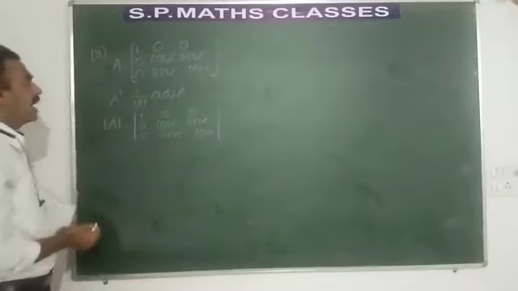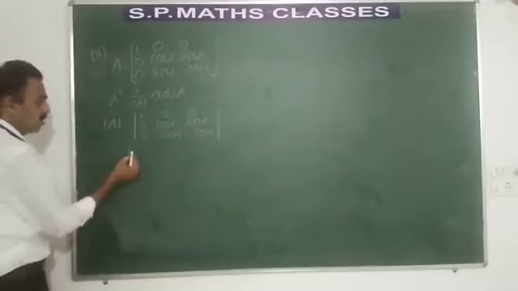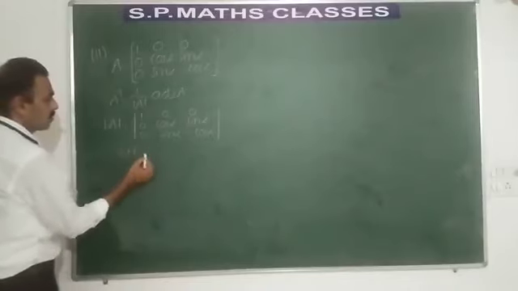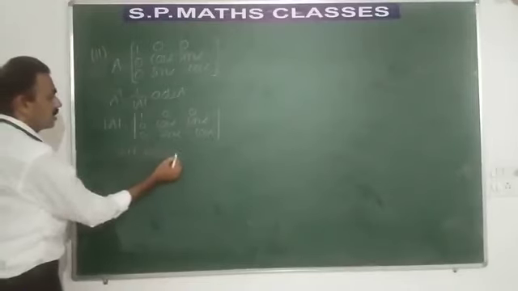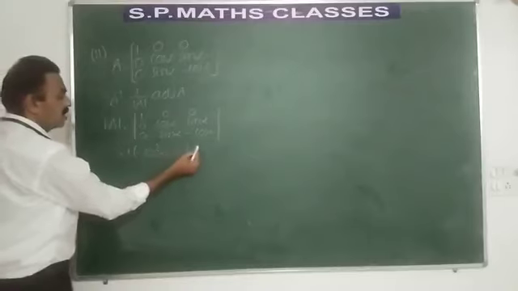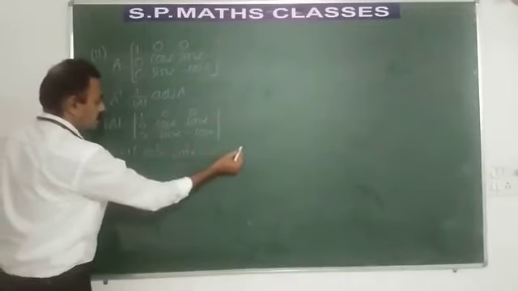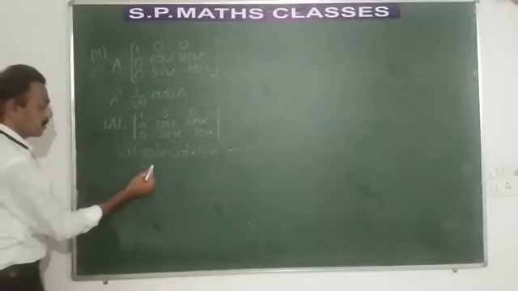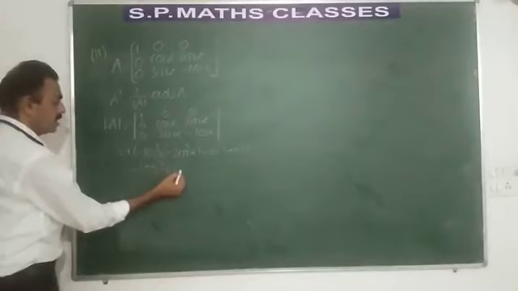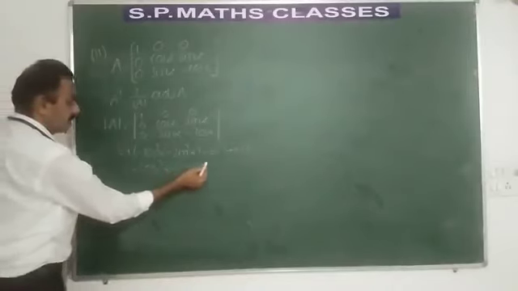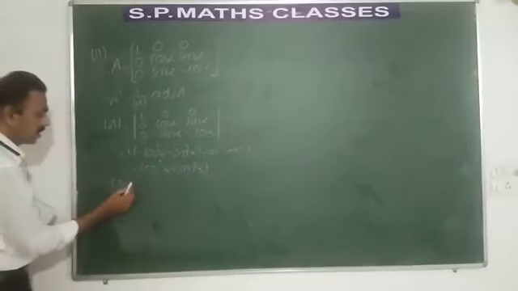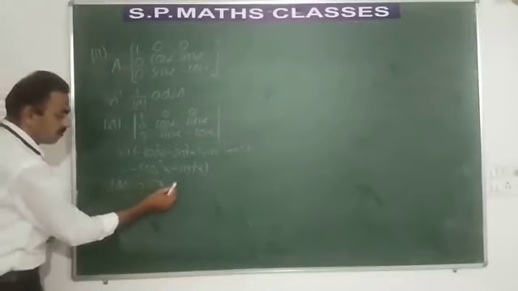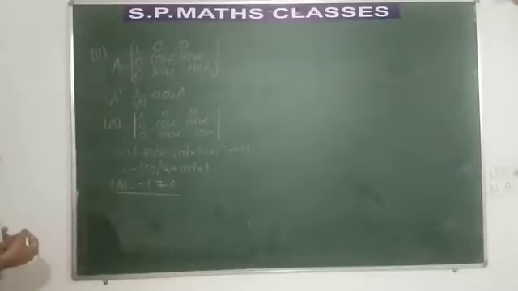Now evaluate either using first row or first column. 1 into minus cos squared alpha minus sin squared alpha minus 0 plus 0. What is the answer? Minus of cos squared alpha plus sin squared alpha you get. So what is determinant A? Determinant A is minus 1, not equal to 0. I think you have understood this.